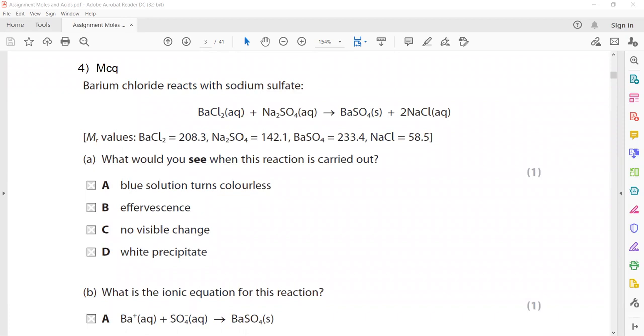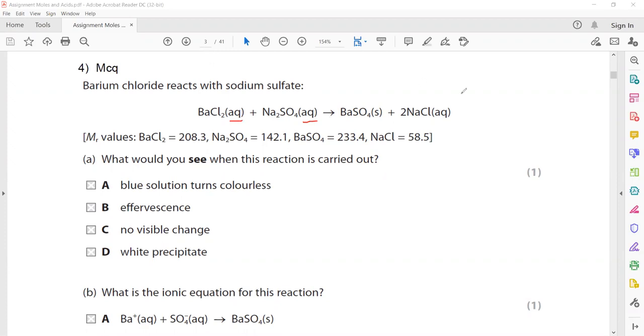Moving on to question 4. Barium chloride reacts with sodium sulfate. The equation is given for this reaction: BaCl2 reacted with Na2SO4 gives BaSO4 and 2 NaCl. So this results in the formation of a white precipitate. When we mix two solutions and a solid is formed, we call this reaction precipitation. The question is, what would you see when this reaction is carried out?